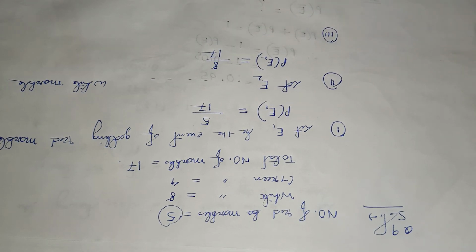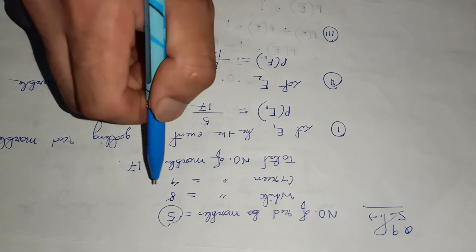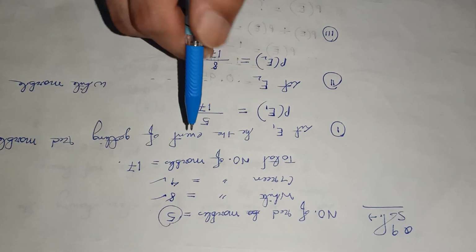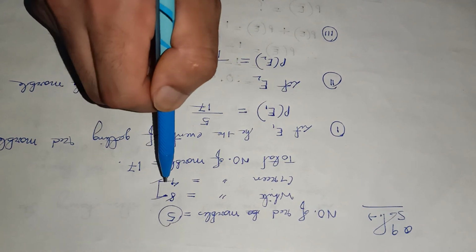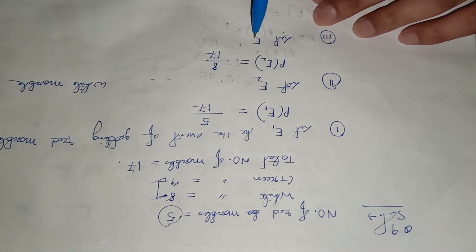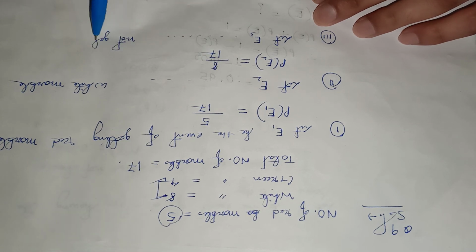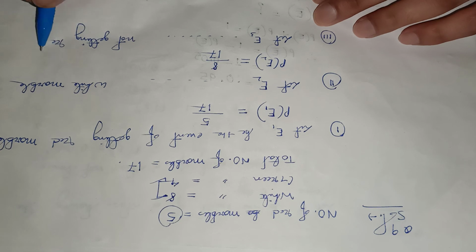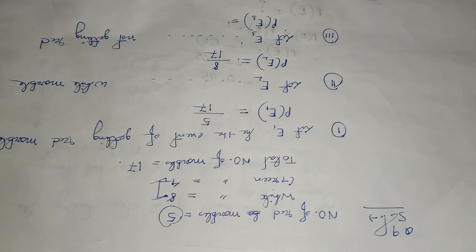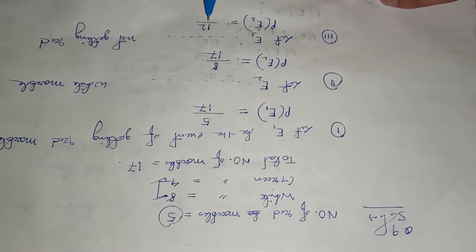Number 3, not red. Not red means we include the white marbles and the green marbles. So the number of marbles which is not red is 12. So we can denote by E3. So let E3 be the event of not getting red marble. So probability of E3: altogether there are 12 marbles which are not red, so your number of favorable outcomes is 12 by total number of outcomes 17.